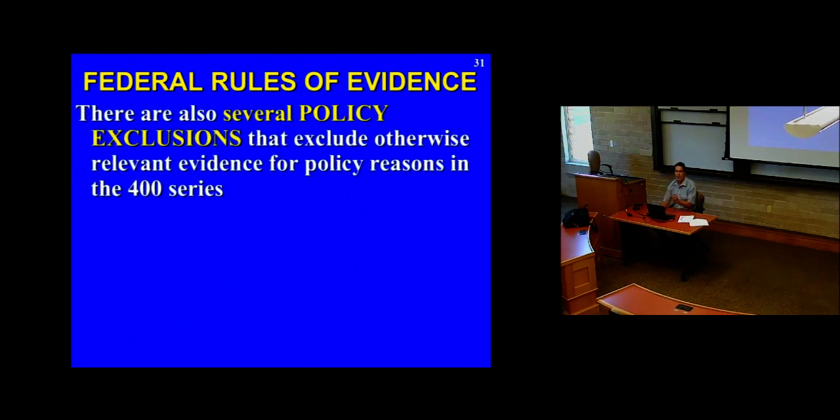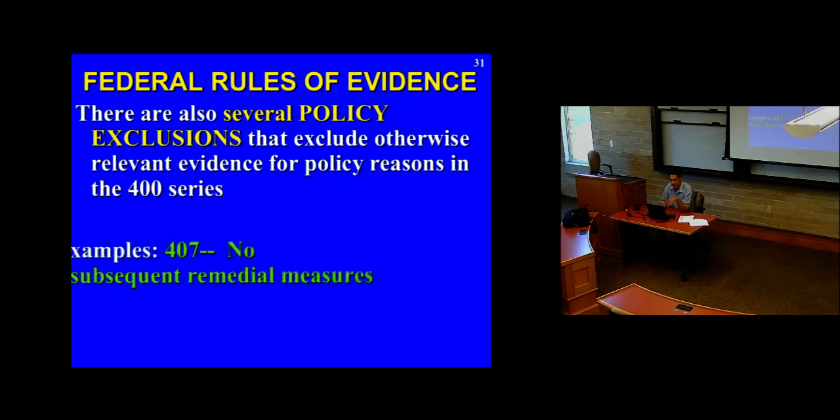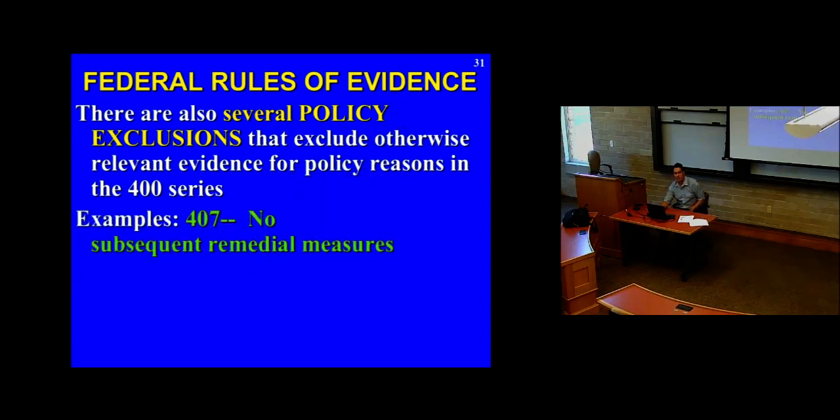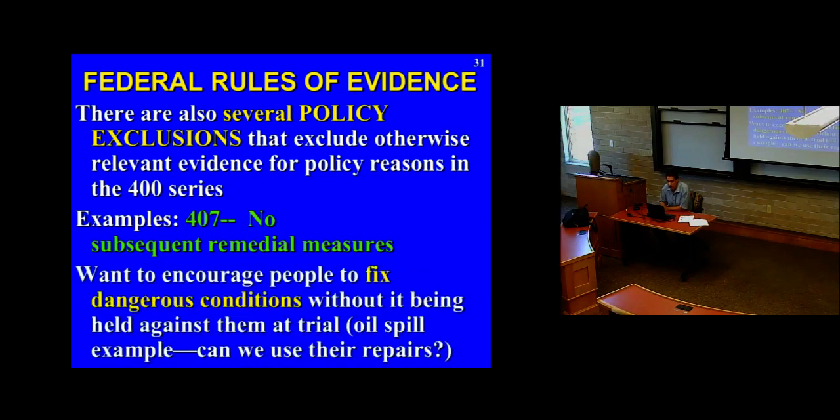All right, now we're going to skip over character but come back to it. So rules 404, 405, 406, we'll come back to those. Those are character and habit. We're now going to go to policy exclusions under rules 407 to 411. And let's start with the first one, 407, that you cannot use a subsequent remedial measure.